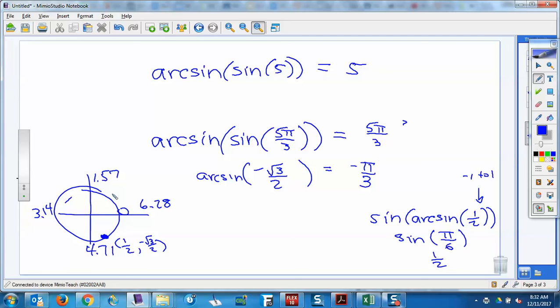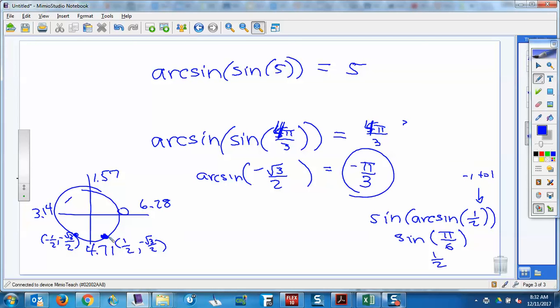Okay? What if you had one in the third quadrant? What if it was 4 pi thirds? Let's put 4 pi thirds in there. Do you get out 4 pi thirds? No. What's this point over here? This point is -1/2, -√3/2, right? So sine of 4 pi thirds is still -√3/2. What's the arcsine of -√3/2? Negative pi thirds.